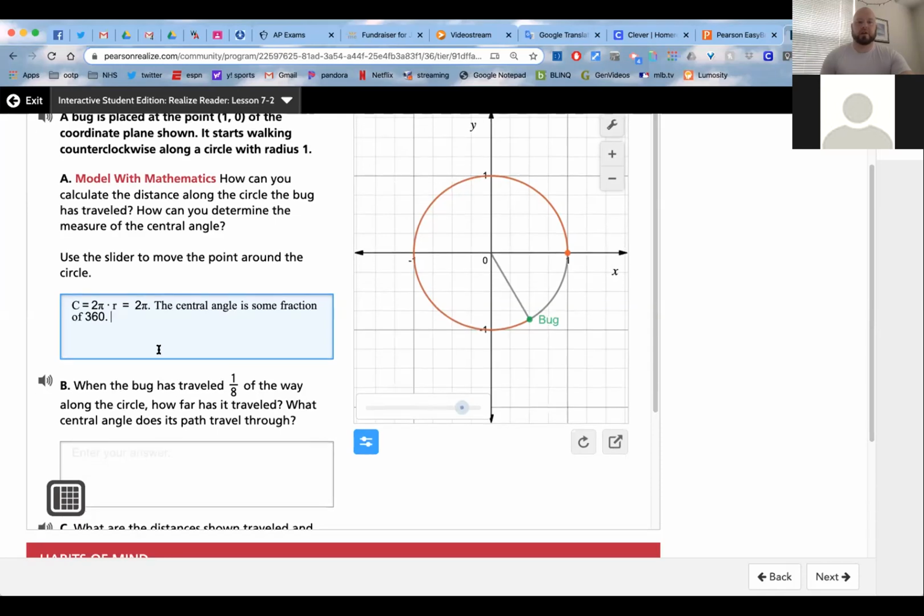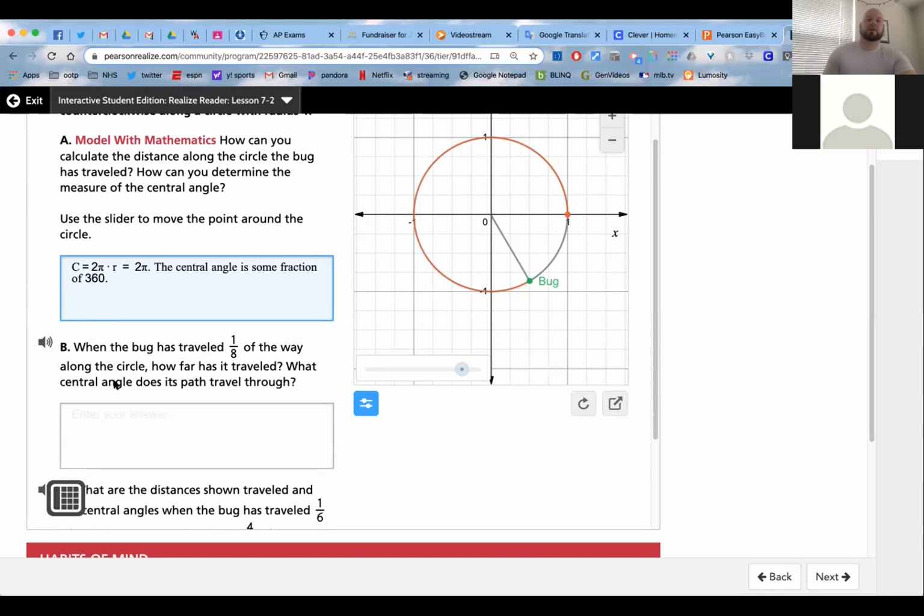So that's part A. If we look at part B, it says when the bug has traveled 1/8 of the way along the circle, how far has it traveled? So let's start off with that. First off, we know that the total distance around this circle that we're looking at is 2 pi. That's from part A, because it's 2 pi times the radius, and the radius was 1.